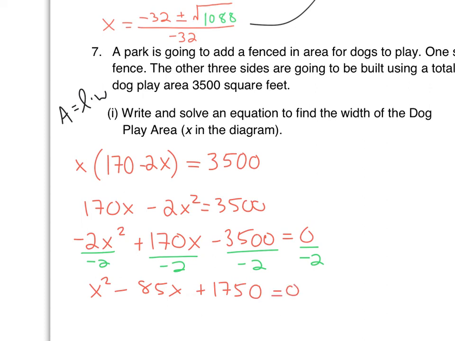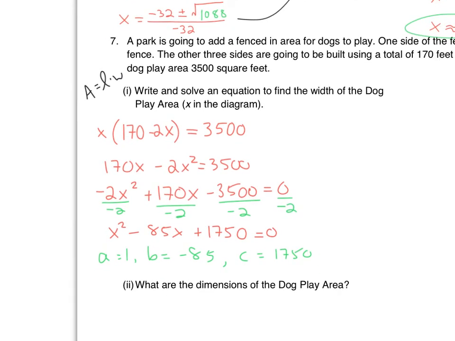Now I can get after A, B, and C. A is going to be 1, B is going to be negative 85, and C is going to be 1,750. All right? So, ladies and gentlemen, this is going to help me solve part double I. That's right below there. But when they say write and solve an equation, I guess I could do the solving as part A or part I here. But this is what I'm going to get credit for. This right here. And technically, I guess this would also be credit worthy as well, in my opinion.